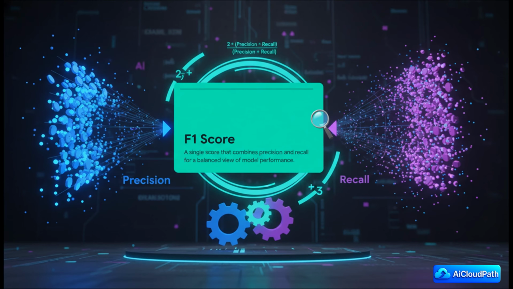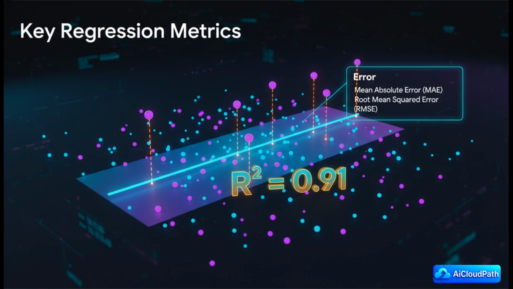So what happens when you care about both? That's where the F1 score comes to the rescue. It's basically a single number that beautifully balances precision and recall together. It's perfect for when you need a model that is both reliable in its positive predictions and thorough at finding all the real positives.